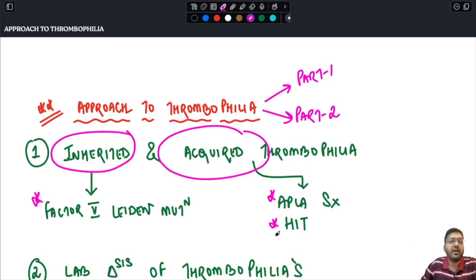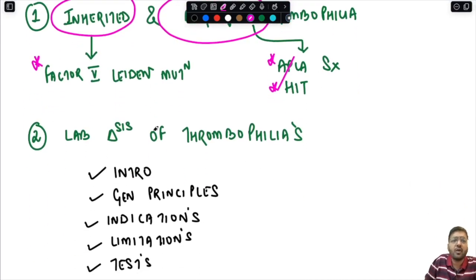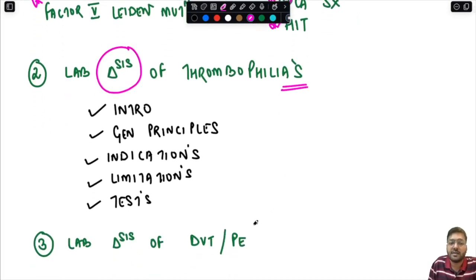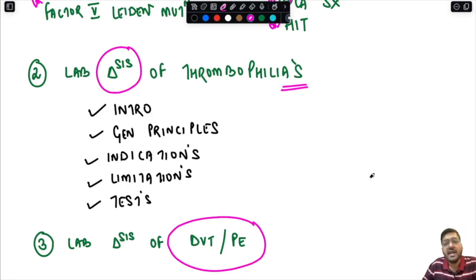Now, in the second part of the lecture, we are going to discuss in detail the laboratory diagnosis of thrombophilias, wherein we are going to see the introduction, general principles, indications, limitations, and the different tests which are performed in the lab diagnosis of thrombophilias, okay. Not only that, in part 2, we will also discuss the laboratory diagnosis of deep vein thrombosis and pulmonary embolism in short.